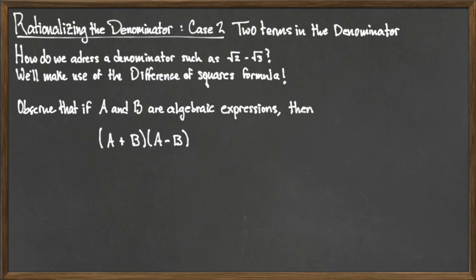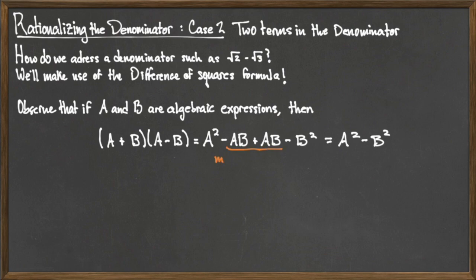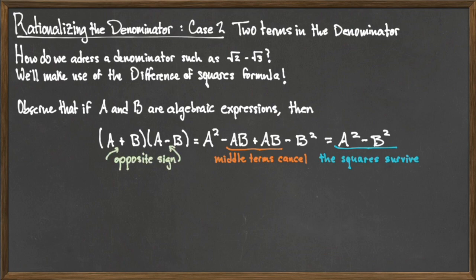Observe that if a and b are two algebraic expressions, then the quantity a plus b times a minus b, when we FOIL this out, comes down to a squared minus b squared. And these middle terms simply cancel out, and the only surviving terms that I have are the squares. That's why this is known as a difference of squares, and we'll also see later on that this is a nice factoring formula.